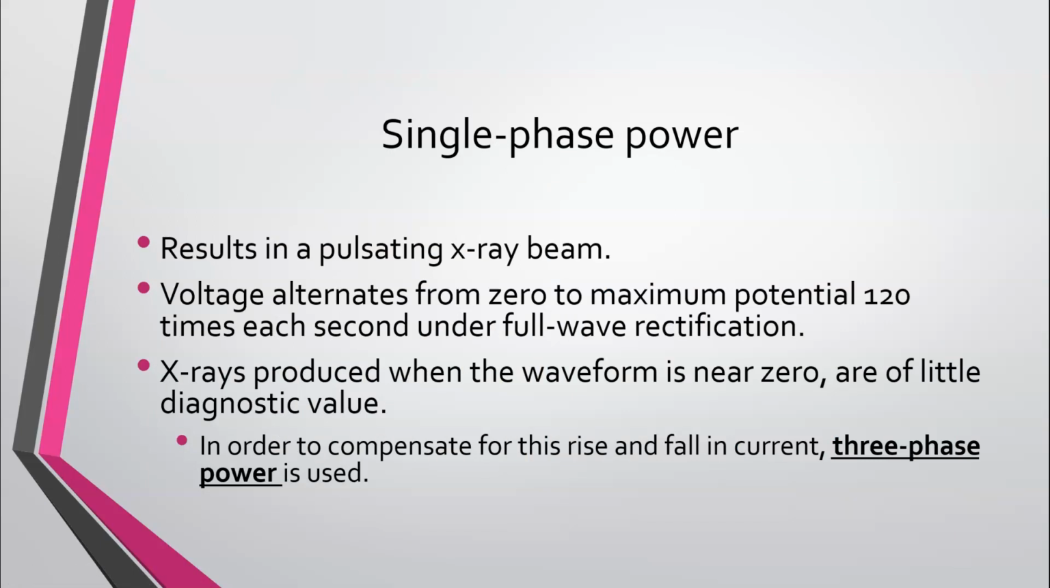So single phase power results in a pulsating X-ray beam. Voltage alternates from 0 to a maximum potential 120 times each second under full wave. So X-rays produced when the waveform is near 0 are of little diagnostic value. In order to compensate for this rise and fall, we went to 3-phase power.